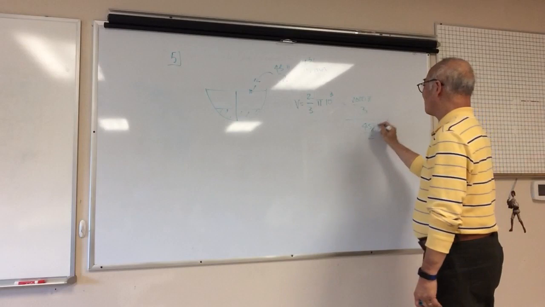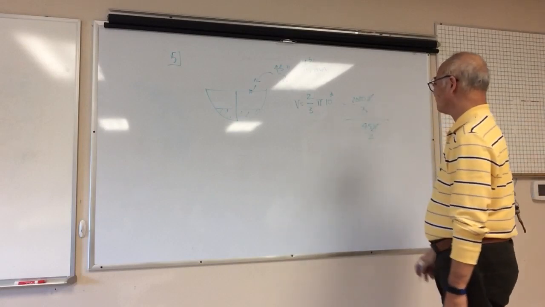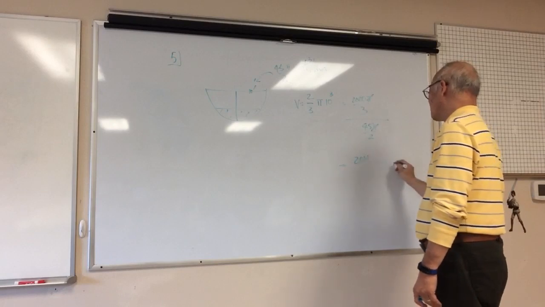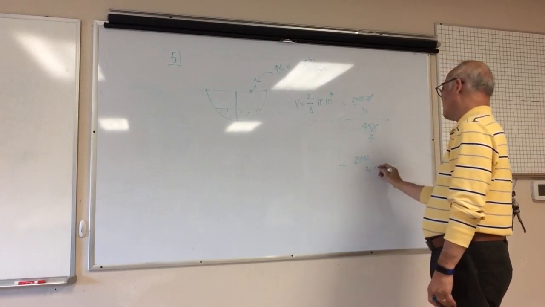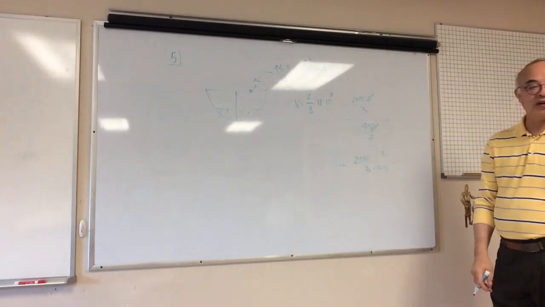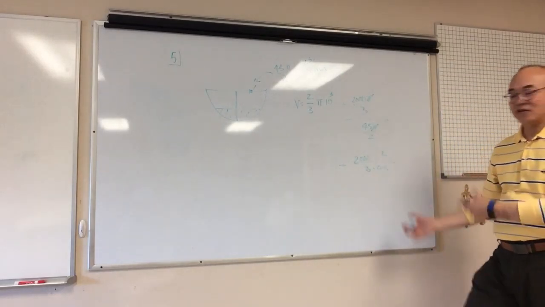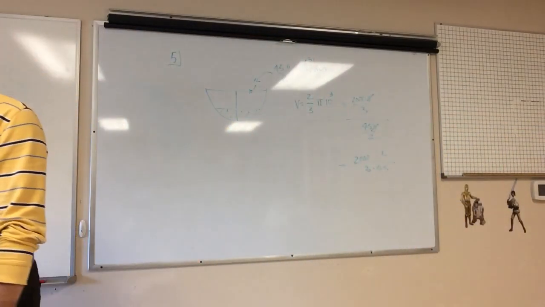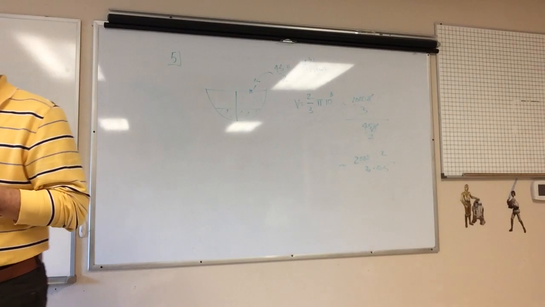So we would get rid of the pi's first. This is the same as 2,000 times 2 over 3 times 45, whatever that may be. I'll leave that up to you guys. So that's what you're going to get.